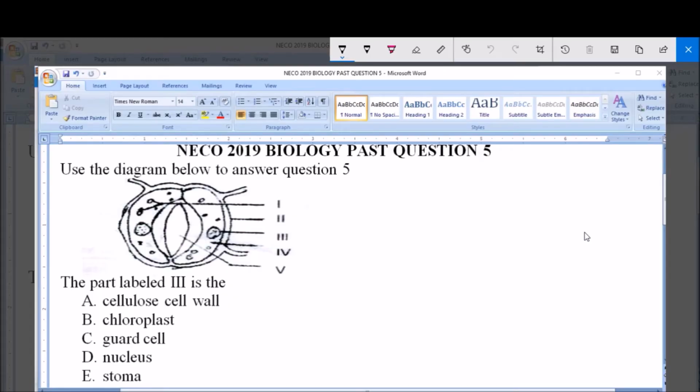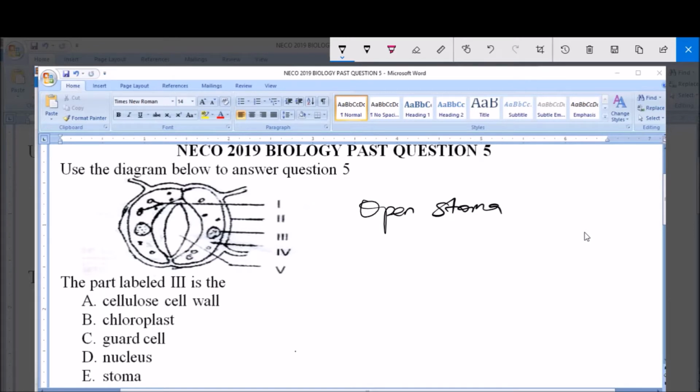I will be answering NECO 2019 Biology Past Question 5. Use the diagram below to answer question 5. Now this is the diagram given to us. This diagram represents what? An open stoma, or you can call it a stomata. Yes, it's correct, an open stoma, because this is a stomata pore, and look at it, it's an open stoma.